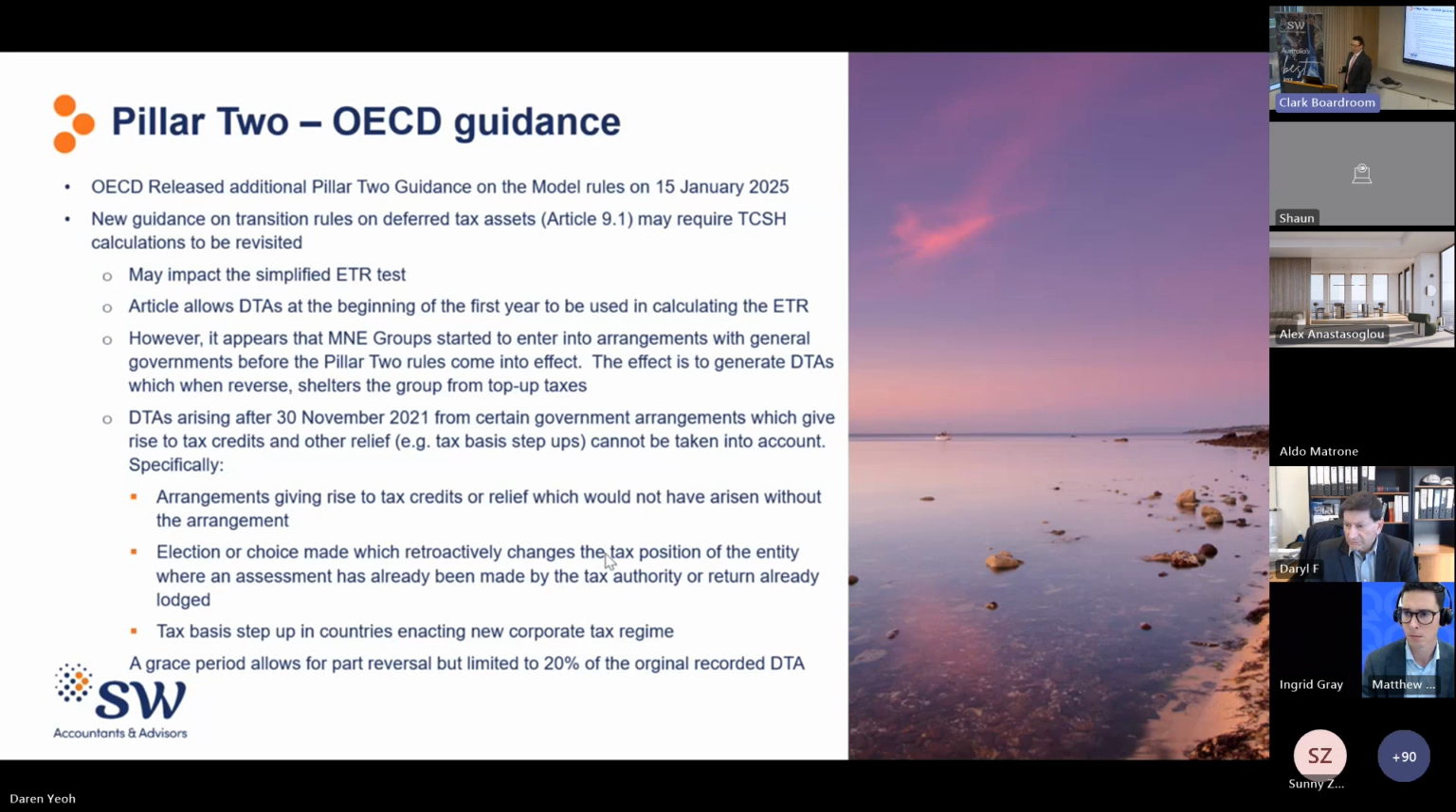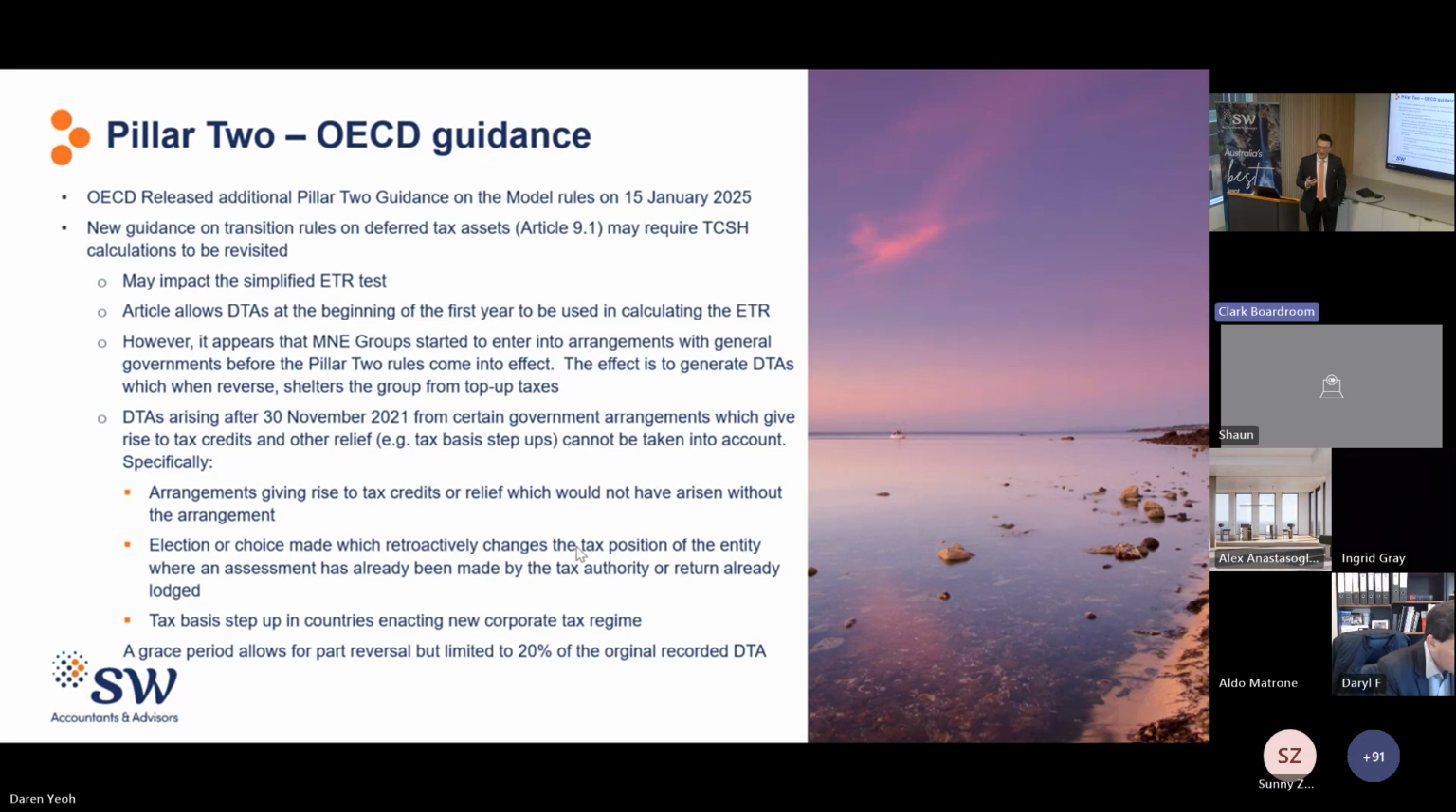So what appears to be happening is that MNE groups are entering into new arrangements with certain countries to generate deferred tax assets that would reverse when Pillar 2 becomes operational and therefore shield the group from top-up taxes. So this new guidance says DTAs arising from arrangements with governments, which give rise to tax credits and other reliefs, cannot be taken into account. And this includes when you're performing your transitional CBCR safe harbor calculations.